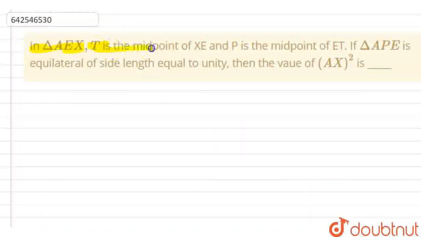The question is, in triangle AEX, T is the midpoint of XE and P is the midpoint of ET. If triangle APE is equilateral with side length equal to unity, then the value of AX square is. So we have to find out the value of AX square.